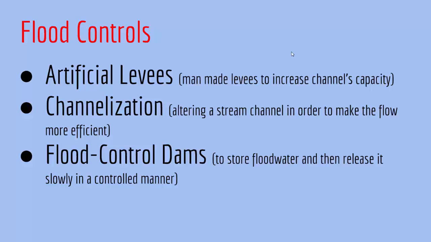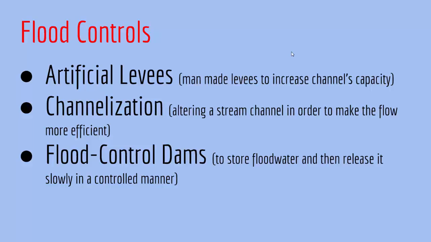We have channelization, that is altering a stream's channel in order to make the flow more efficient. Basically, what this means is, in a channel there are a lot of things that can block the water. So what you do is you clean the channel and create a more efficient channel for flowing.